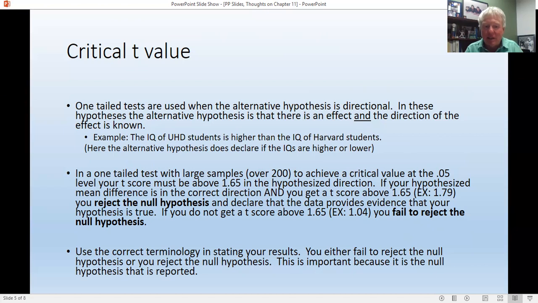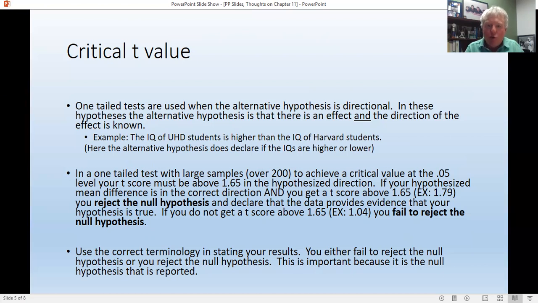If your hypothesized difference is in the correct direction and you get a t-score above 1.65, for example, 1.79, you reject the null hypothesis and declare that the data provides evidence that your alternative hypothesis is true. If you don't get that t-score above 1.65, say 1.04, you fail to reject the null hypothesis and your evidence does not support your conclusion, the conclusion of your alternative hypothesis, okay?